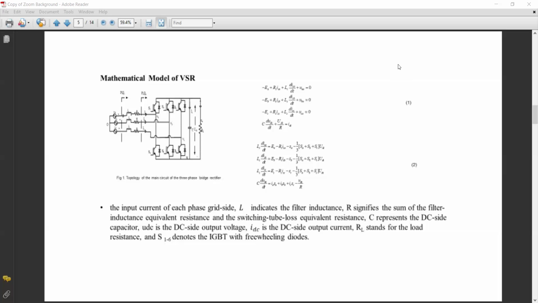Hence, the transformation from the ABC three-phase stationary coordinate system to the DQ rotating coordinate system is introduced. The control of a PWM rectifier becomes complex due to the time varying nature of the variables on the AC side.